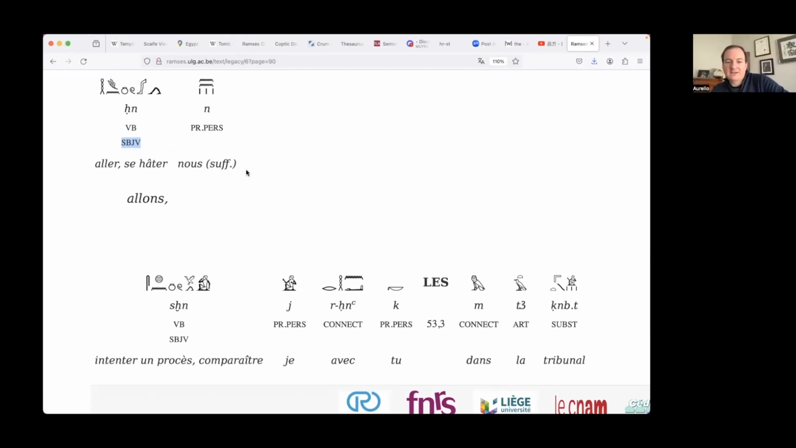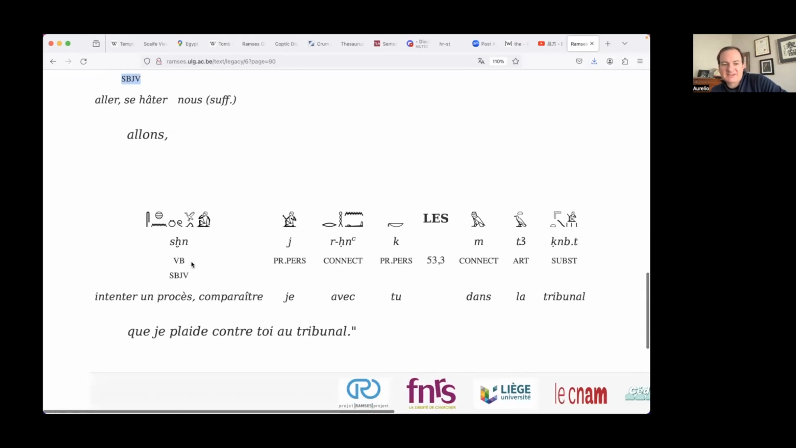You're right. And then here the Ramses team says basically Secheni is also a subjunctive. Que je plaide contre toi au tribunal. And thanks for bearing with my terrible French. Okay, cool. Well done. And so I see here from Ben in the chat, GR is indeed gardener. Acha is an auxiliary verb in Middle Egyptian. Okay, very cool.